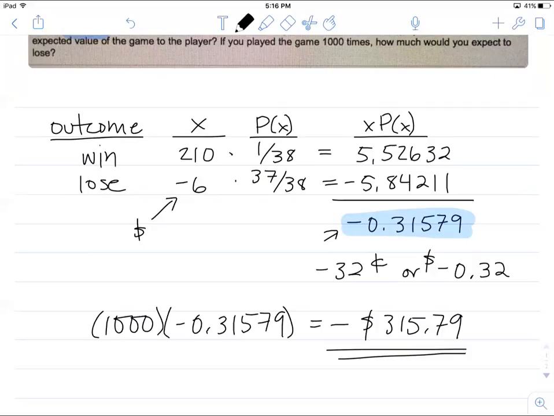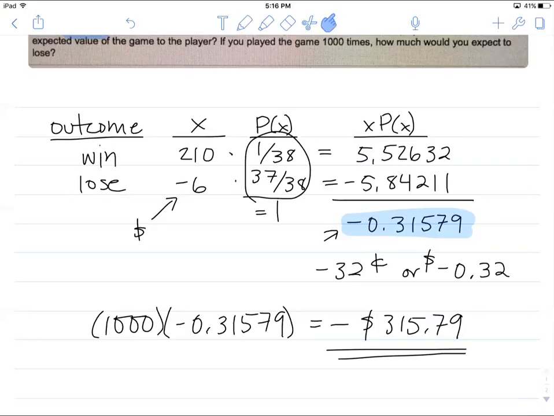The only other thing I'll point out is as you're setting up your table, your probabilities, this column, those values should always add up to 1. Okay. Watch for the negative sign in the loss situation, and that should do it.